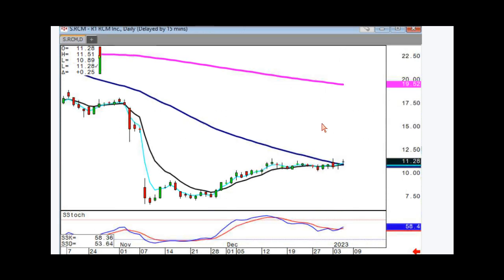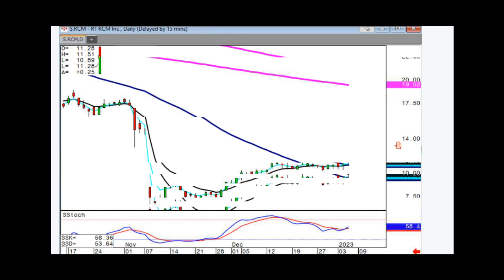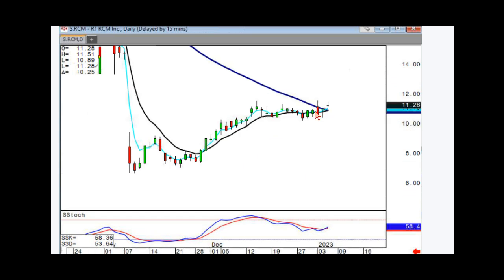RCM, that's a T-line crunch. Notice how the T-line kept crunching this price right up through the 50, which is an obvious resistance level. This becomes a much stronger factor to be buying on positive trading.